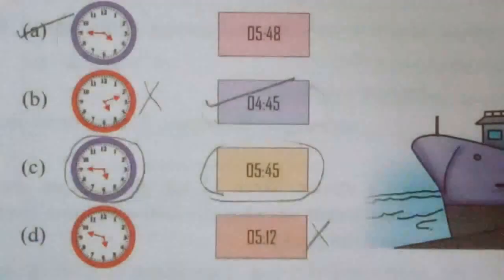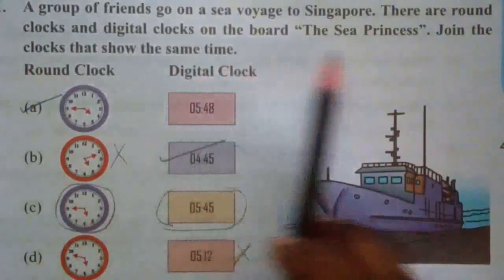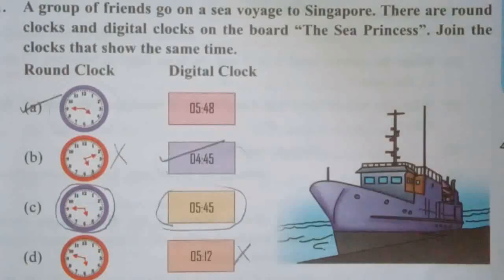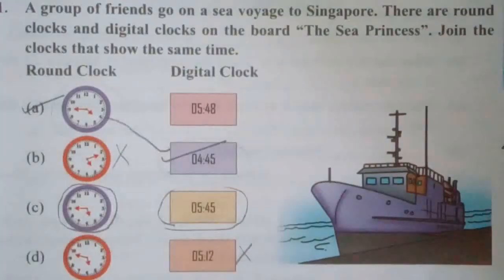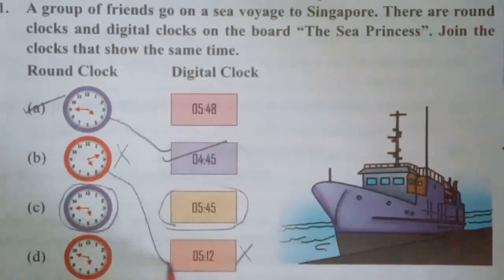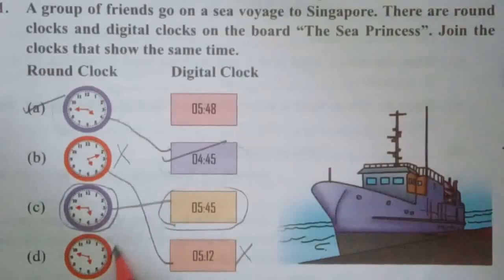Okay. According to the given statement, we have to join the same time showing clocks also. So these both are showing same time. These both are showing same time. This one and this one.